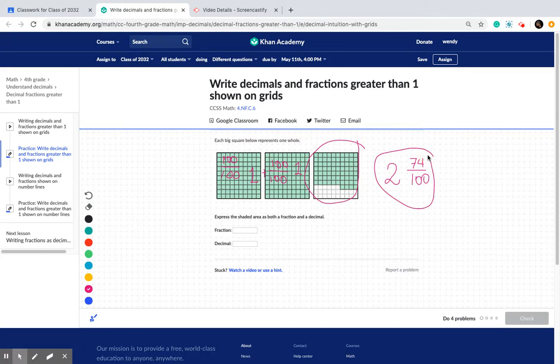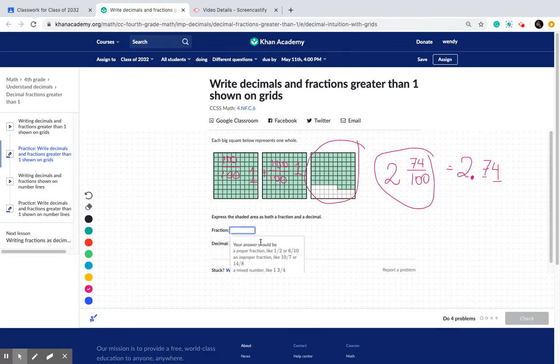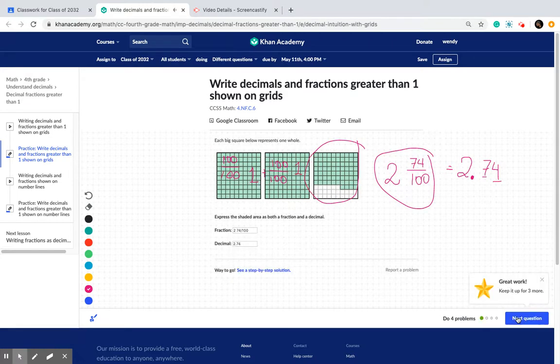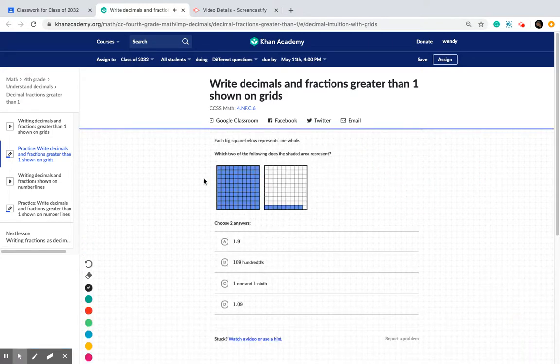This is what we call a what? A mixed number, right? And as a decimal, you have a whole number, decimal point, and 74 hundredths. Why? Because this is the tenths place and this is the hundredths place, right? So as a fraction it will be 2 and 74 hundredths. As a decimal, that will look like 2 point 74. And it is correct.